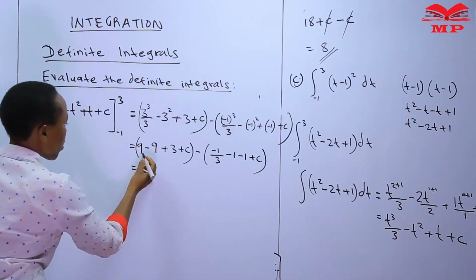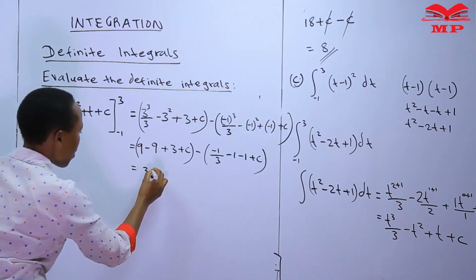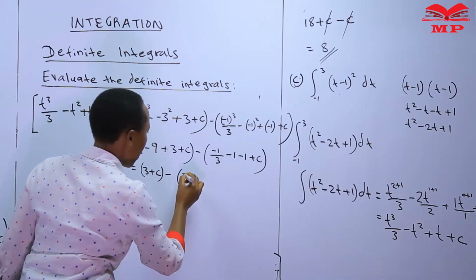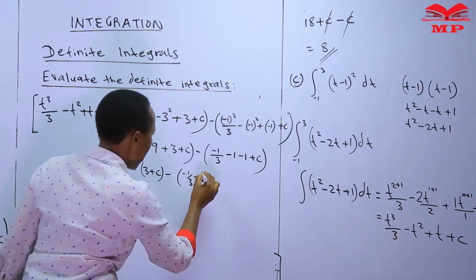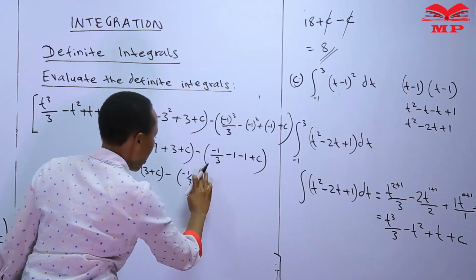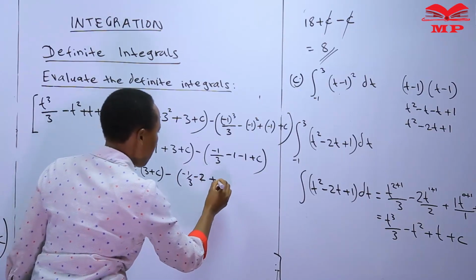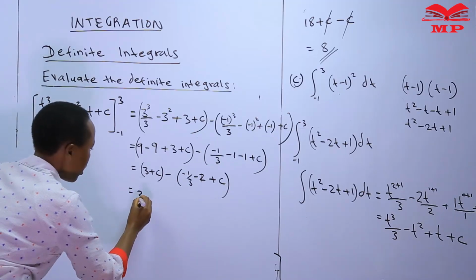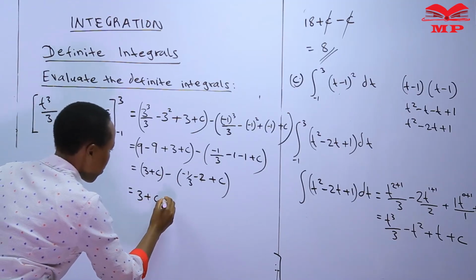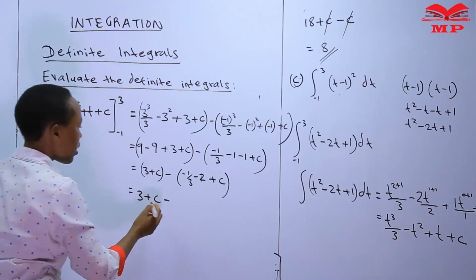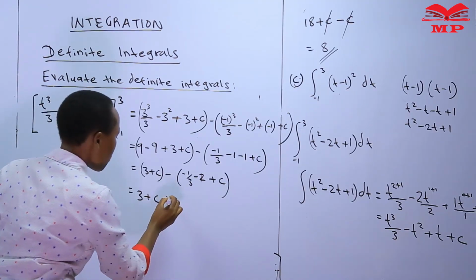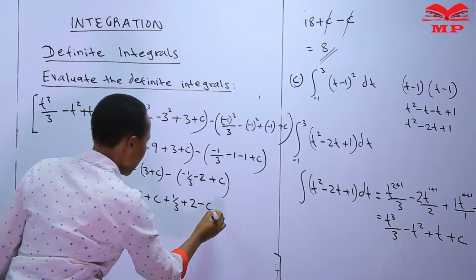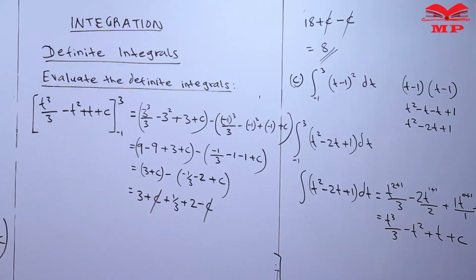So in this case, therefore, we get 9 minus 9 is 0. So we have 3 plus c minus, we have -1 over 3 minus 1, that is -1 minus 1, we have -2. Then plus c. So again, now we can open the brackets whereby we have 3 plus c. Then we have minus. In this case, now this minus and minus becomes plus 1 over 3. Again, plus 2. Then minus c. So c and c will cancel out.